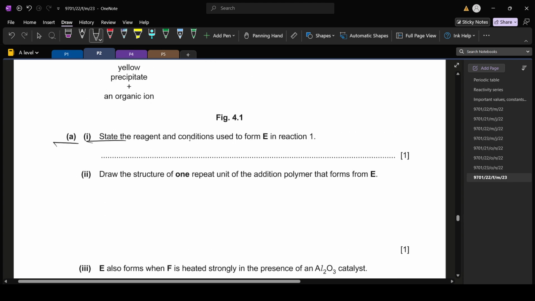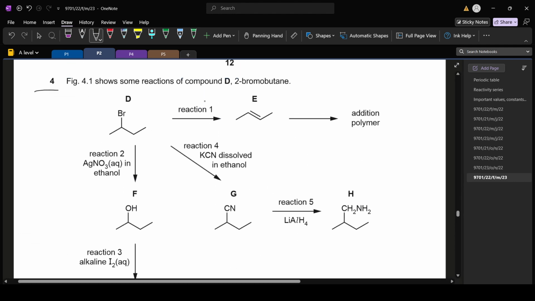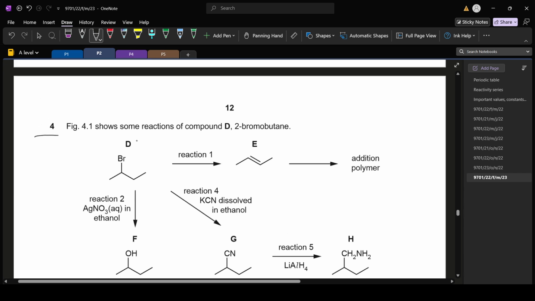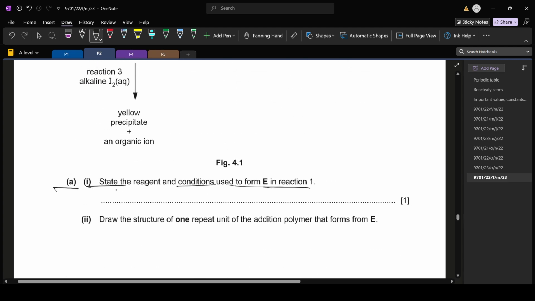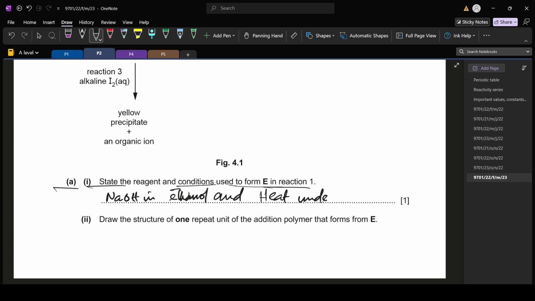Part A. State the reagents and conditions used to form E in reaction 1. Okay, so this halogenoalkane is changed into alkene. So what are the conditions? It is actually sodium hydroxide and ethanol. Okay, and heat under reflux. NaOH in ethanol, you have to remember the conditions, okay? In ethanol and heat under reflux.